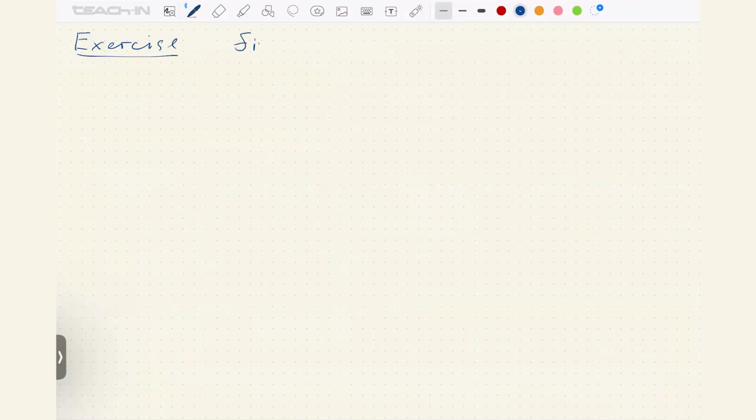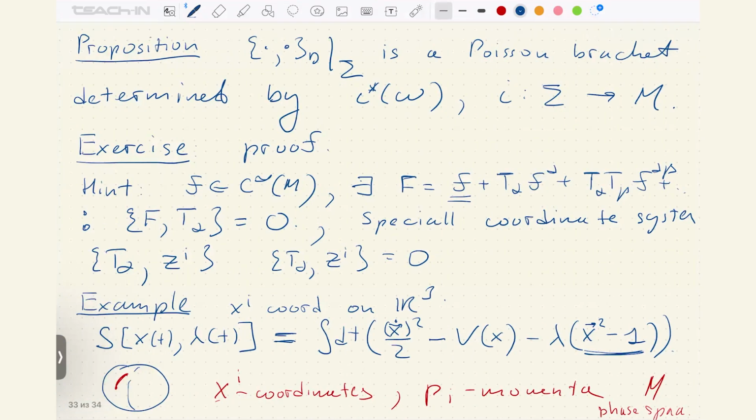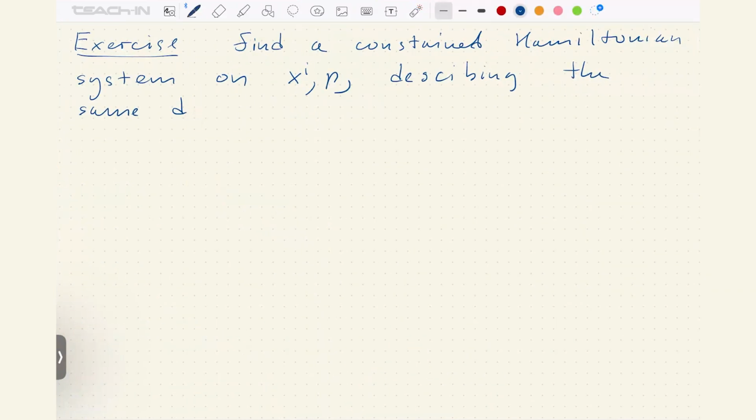So find a constraint Hamiltonian system on this XIP J phase space describing the same dynamics. So which is equivalent, or even better, more precise statement, this constraint system is going to be equivalent to this Lagrangian system. Same dynamics.